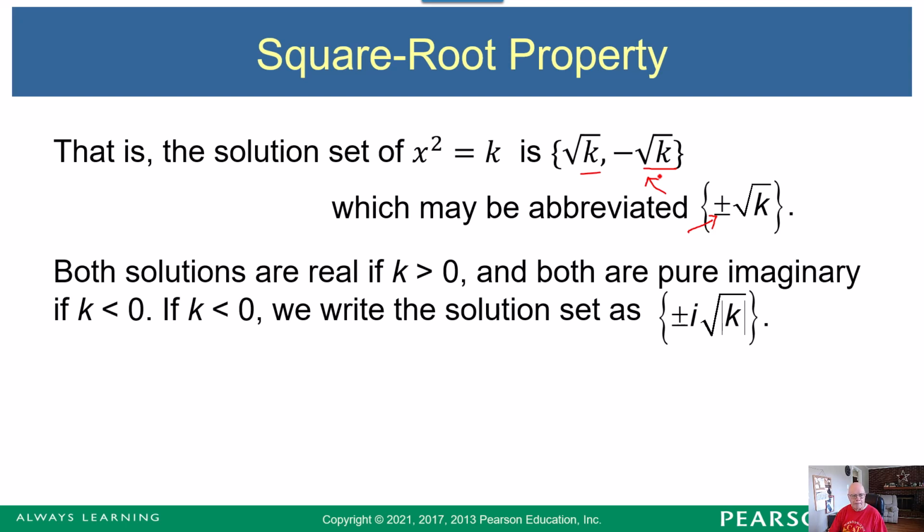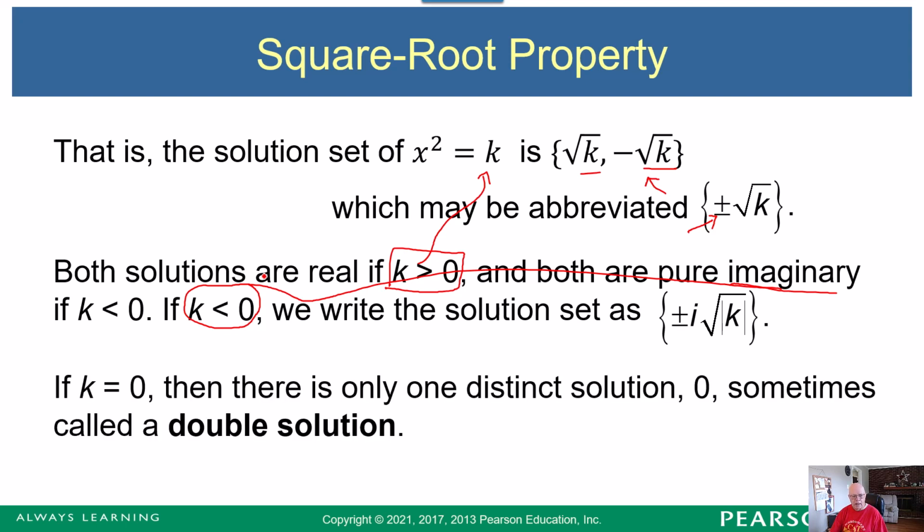And if k is positive, they're real. But if k is negative, then we get complex ones. Real, if that number out here is positive. They're imaginary if k is negative. Make a special note to yourself. Write it the way you think about it. If k is 0, there's only one solution, 0.